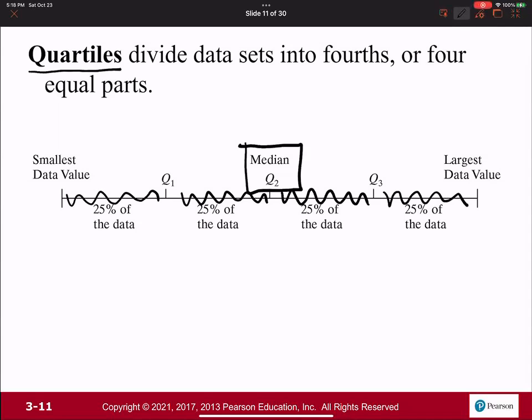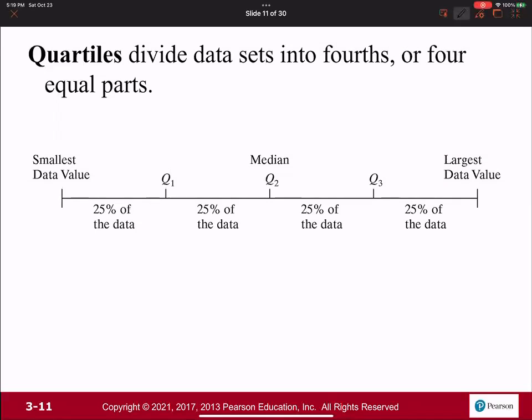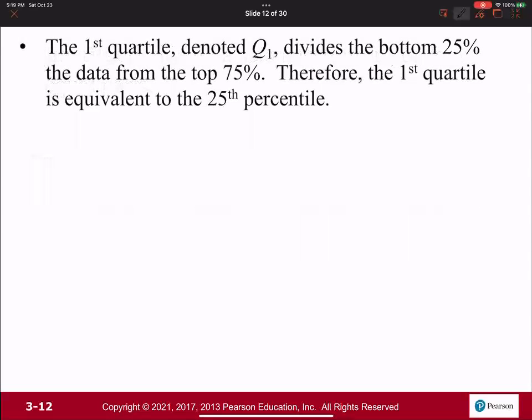So the median is going to make up one of those quartiles. So let's clear that out. So we have it broken up into 4 different pieces. The first quartile, denoted Q1, divides the bottom 25% of the data from the top 75% of the data. Therefore, the first quartile is equivalent to the 25th percentile. So we have P sub 25, the 25th percentile, is equal to the first quartile, Q1.